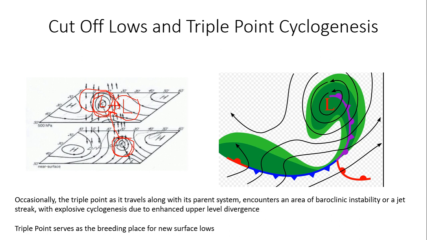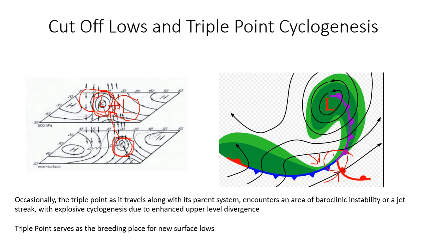Sometimes, though, the triple point travels along with its parent system and encounters an area of baroclinic instability or a jet streak, with explosive cyclogenesis due to enhanced upper level divergence. The triple point serves as a breeding ground or place for new surface lows. So, for example, on this particular graphic on the right, the triple point is there. This is the most favorable area, the greatest potential energy. We still have the cold air mass behind the cold front moving in like this. We still have a warm air mass moving in like this.